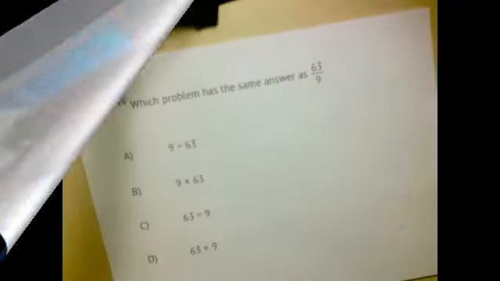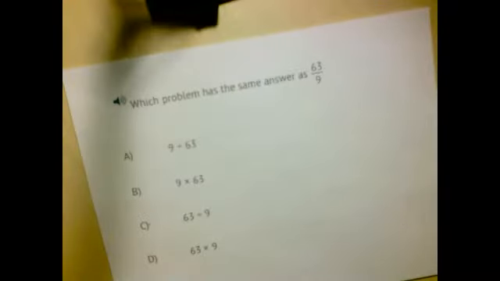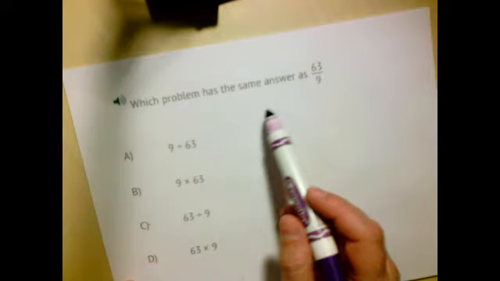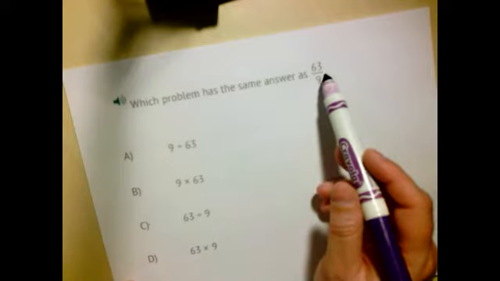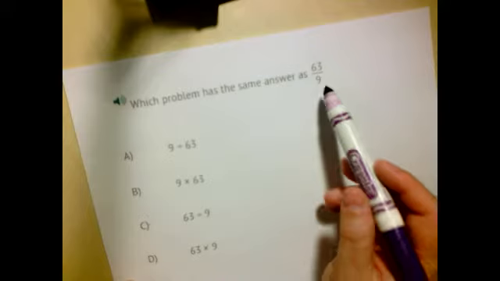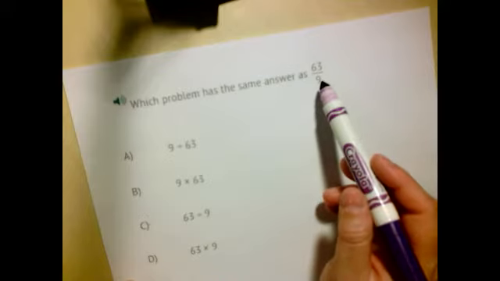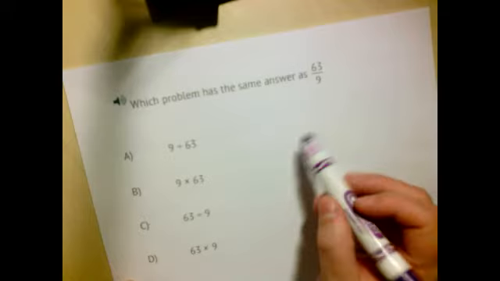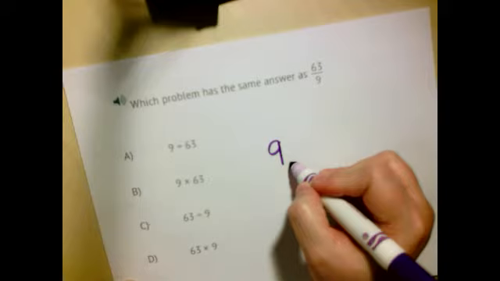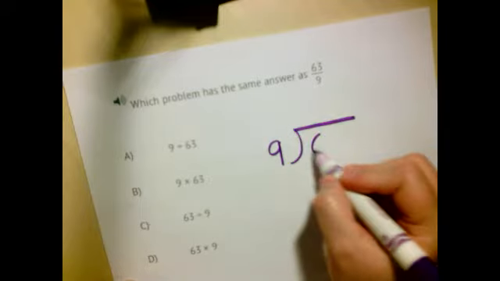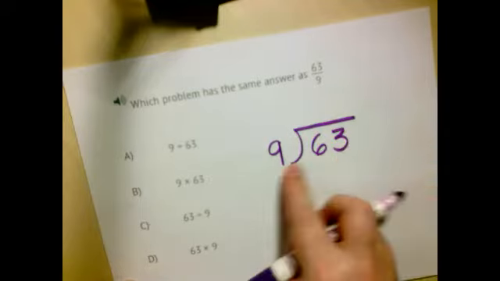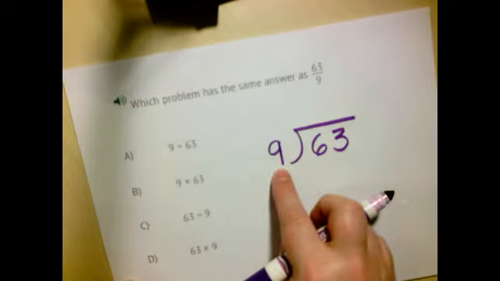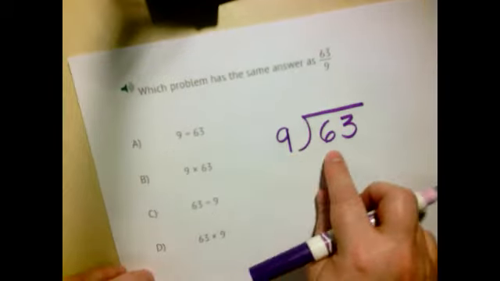So let's get started. The first question we're going to look at, and your questions might be in a different order on your review, says, which problem has the same answer as 63 ninths? Remember, this is saying that I have 63 ninths, and it takes 9 ninths to make one whole. So remember, an easy way to do this would be divide the numerator by the denominator. So let's look at our answer choices and see if we have anything.